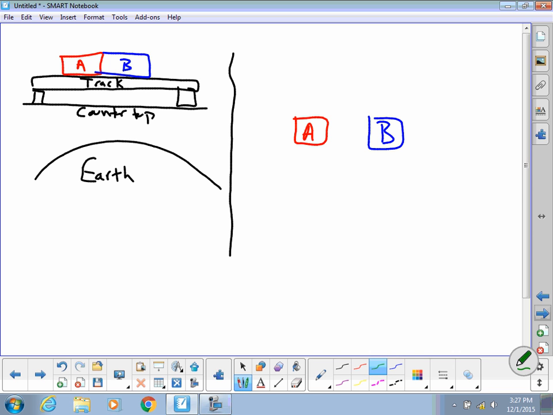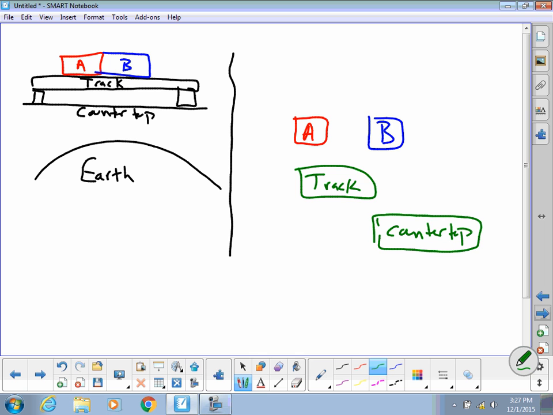and then I'll just use green for the other ones. We're going to have the track. We could have the countertop over here, and then we could have the earth over here. The locations of things in the interaction diagram really is not that important. I just like to kind of space things out a little bit so that it makes it easier to draw lines between them.